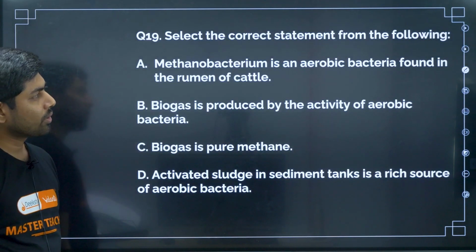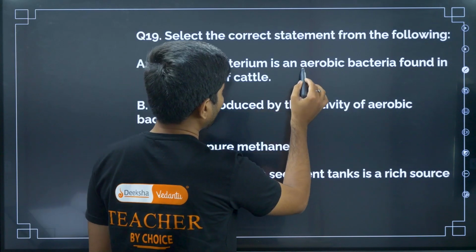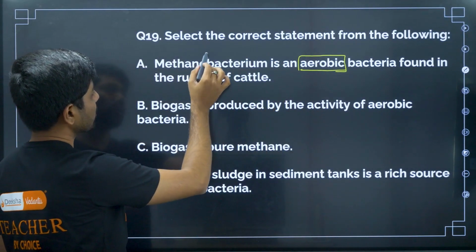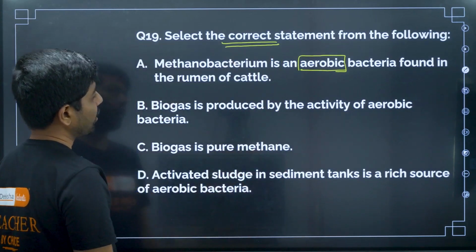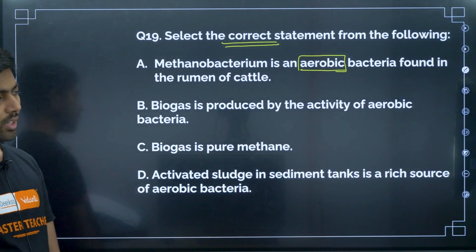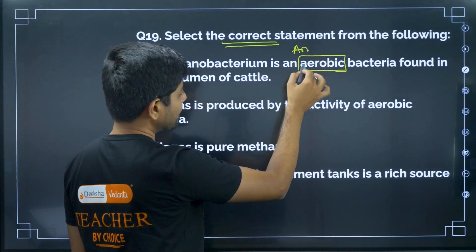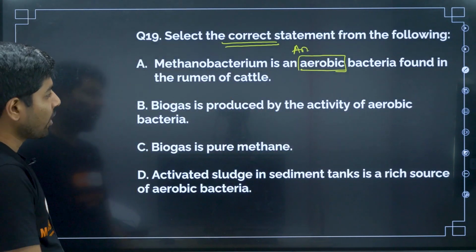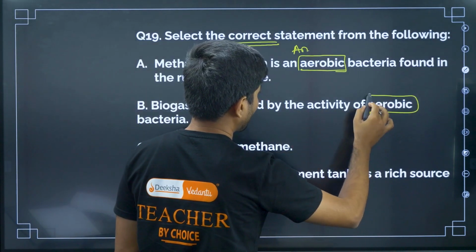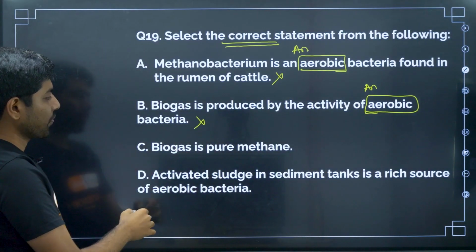Now this is question number 19. Select the correct statement from the following. They're asking you to select the correct one, right? Methanobacterium is an aerobic bacteria found in the rumen of cattle. Now rumen of cattle is correct, right? But this is anaerobic. It's an anaerobic bacteria. Biogas is produced by the activity of, again here they have given it as aerobic, it is anaerobic. So this is wrong, this is also wrong.